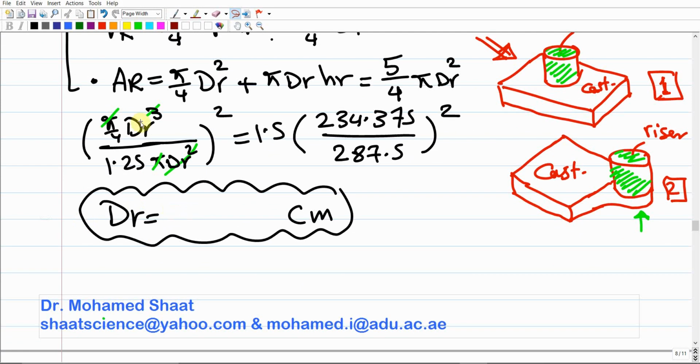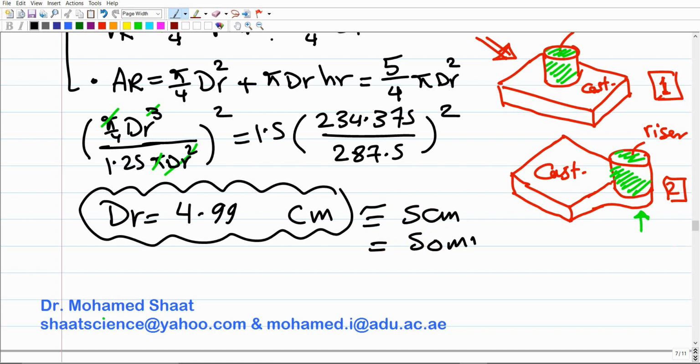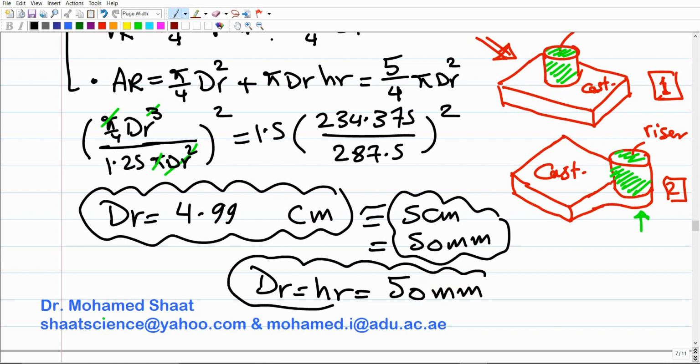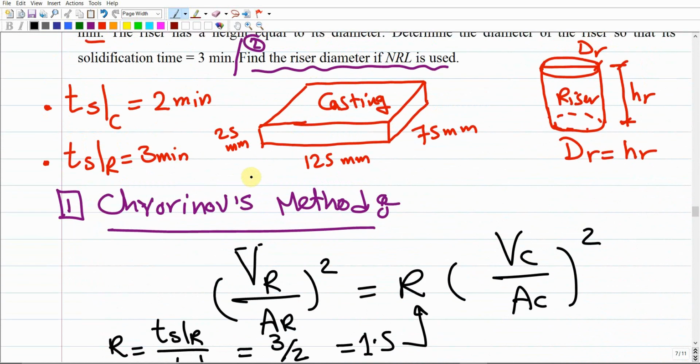Yeah, I have checked this value, and it should be 4.99 centimeter, which is around 5 centimeter. If you decide to convert into millimeter, the diameter should be 50 millimeter, and dr should equal hr, as he stated in the problem. So this is for the riser design according to Chvorinov's method.